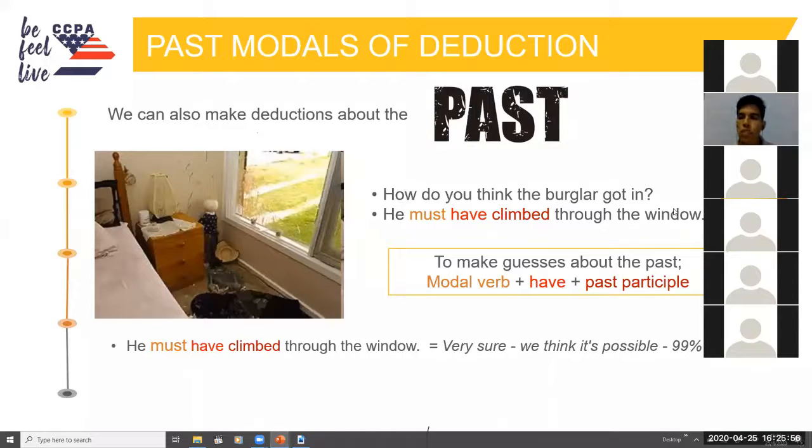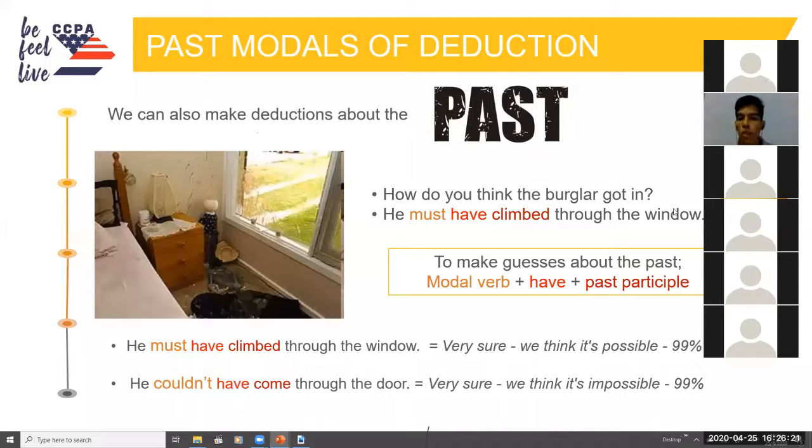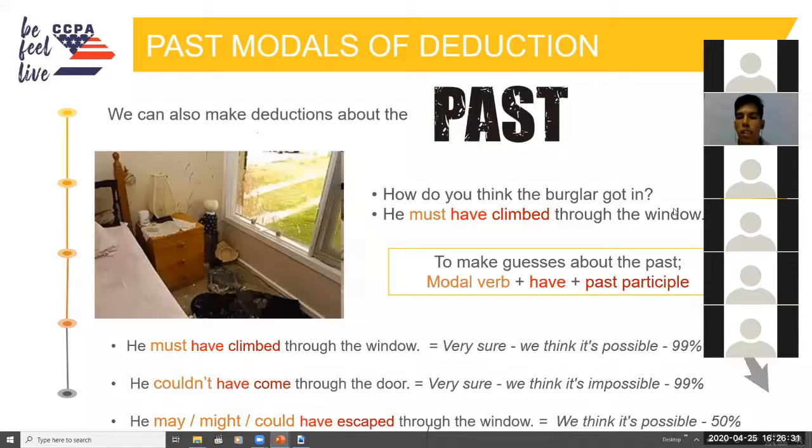Which ones could be the modal verbs that we can use to speculate about the past? Here we have, he must have climbed through the window. We use must have when we are very sure. We are 90% sure. We're not 100% sure because if we knew exactly, we would say he climbed through the window. But in this case, we are 99% sure that that happened. So he couldn't have come through the door. We are very sure that that is impossible, 99% sure. And finally, we have he may or might or could have escaped through the window. We think it is possible, 50%. All right?